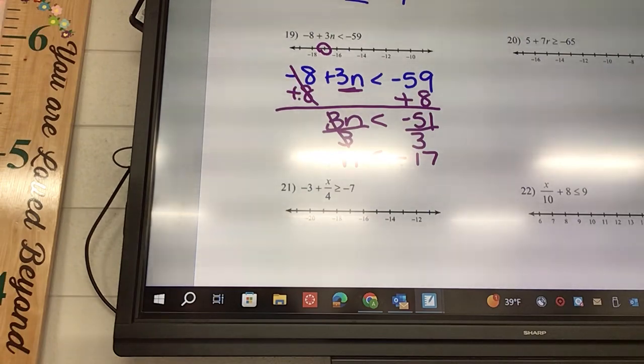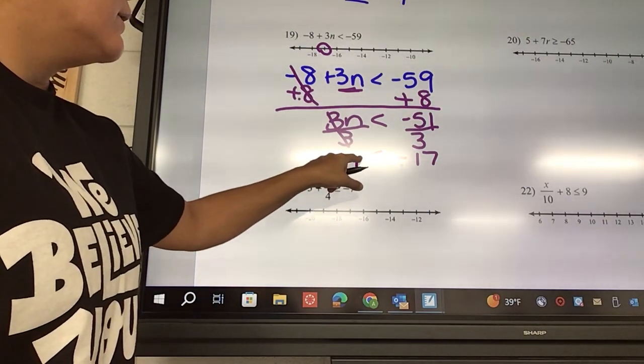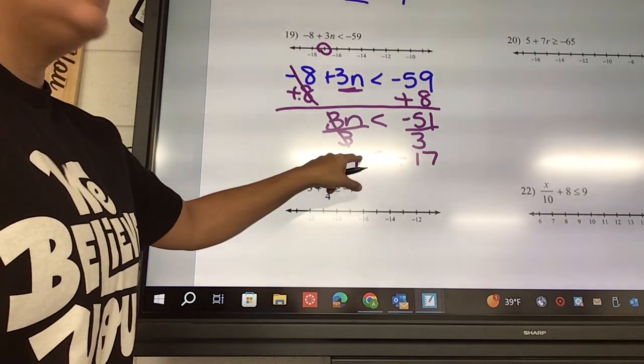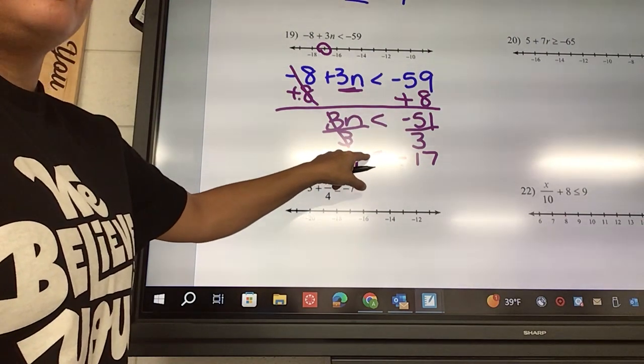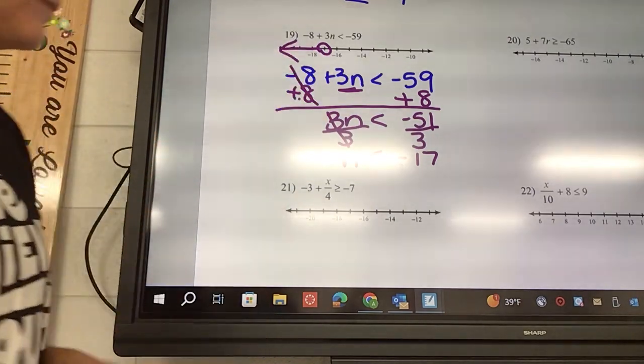Okay, on this, which way are we going? N is smaller or bigger? Small. Smaller. Okay, so I'm gonna go towards the negatives.